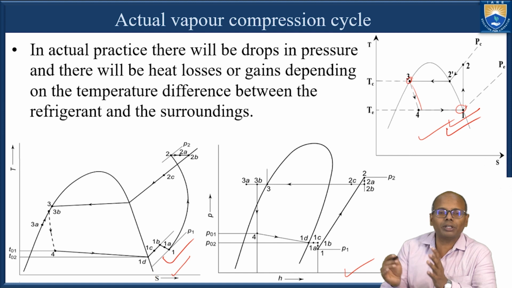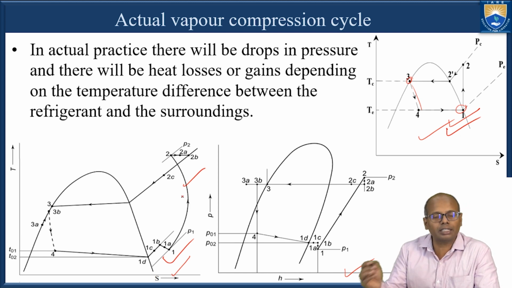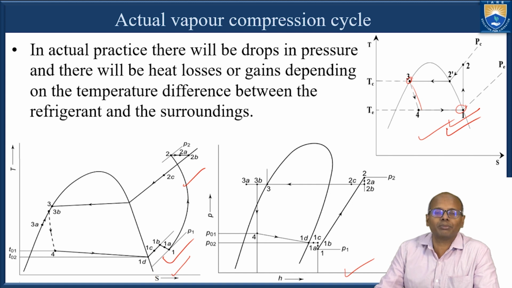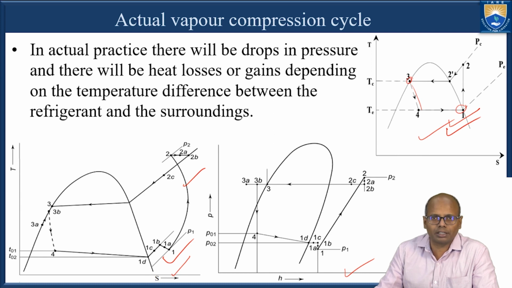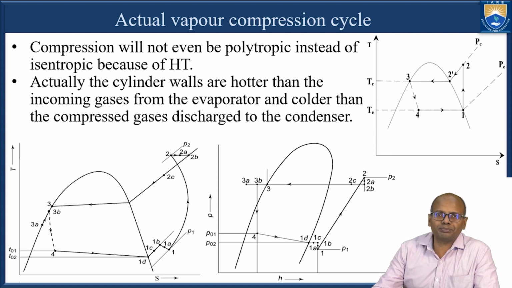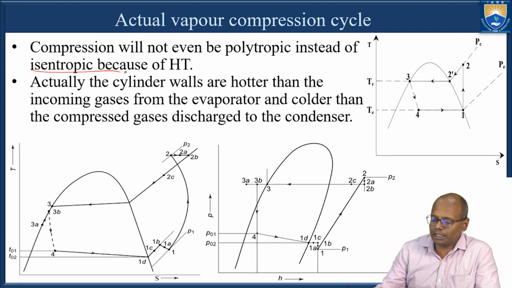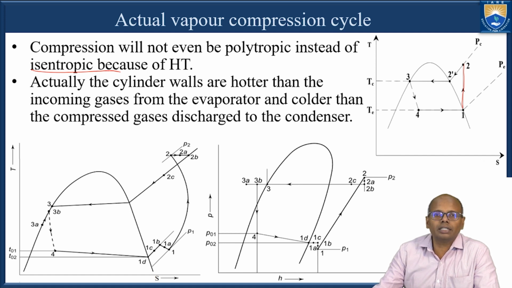Ideally, the equipment should be isolated from the surroundings so that there is no temperature exchange between the compressor and the surroundings. But in the actual case, there is a temperature exchange. Heat exchange will be there because of the temperature difference. So that is one reason. And you can see here, this is an isentropic process, but here it is not an isentropic process because of the exchange of heat because of the temperature difference.